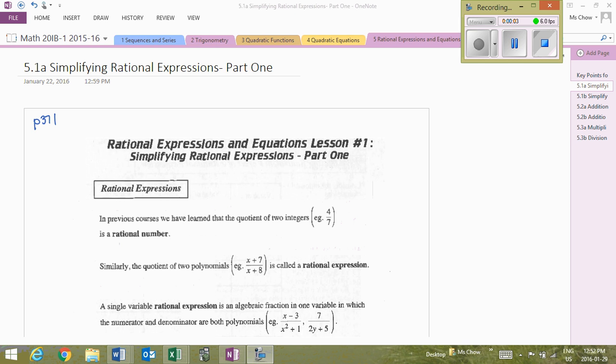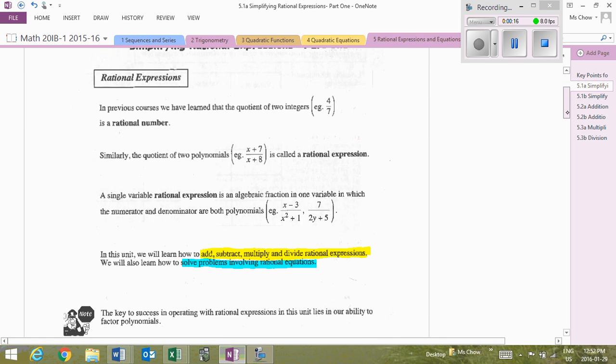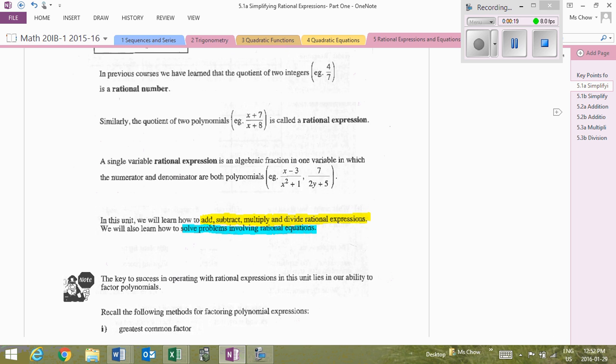Okay, let's take a look at simplifying rational expressions. So we're at page 371 in your workbook. If we just take a look at the first little bit, all it's going into is the definition of a rational expression. A rational expression essentially is a fraction. However, rather than just numbers, we're dealing with polynomials in the numerator and the denominator. Remembering that a number on its own, a constant, can also be called a polynomial.